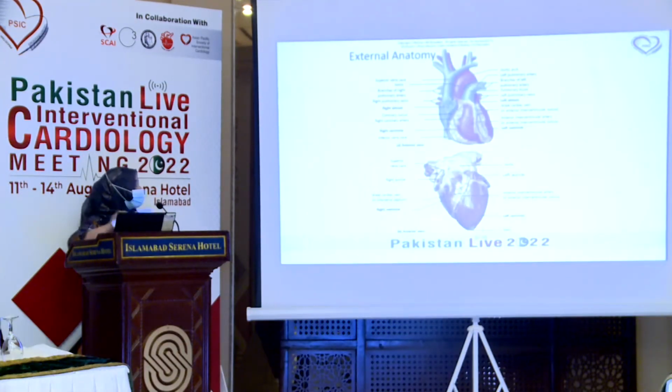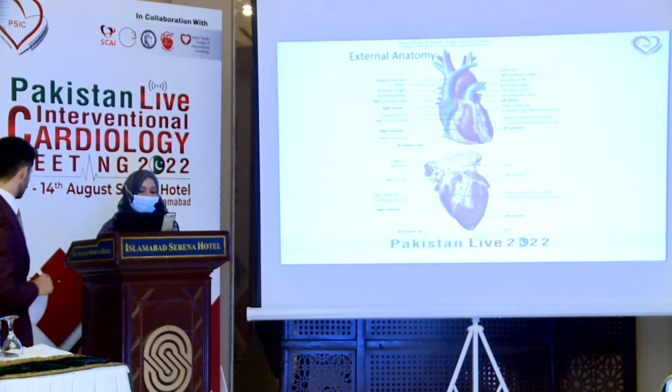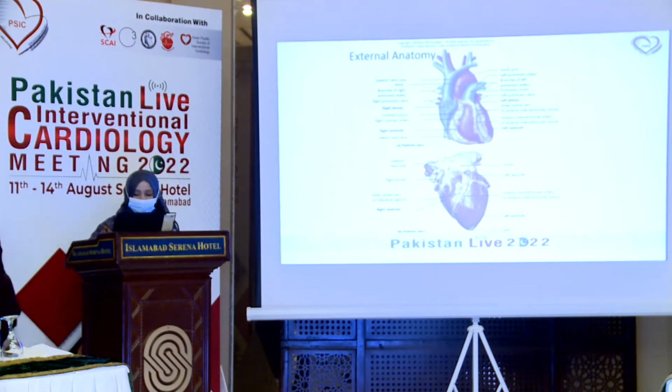Next, here is a picture of the heart. This is the anterior view, in which on the right side we see the superior vena cava and inferior vena cava, right atrium, right ventricle, coronary sulcus, right coronary artery, pulmonary artery, and branches of the right pulmonary artery. On the left side, we see the aortic arch, left pulmonary artery, pulmonary trunk, left atrium, and left ventricle.